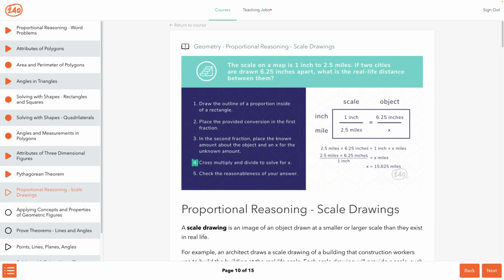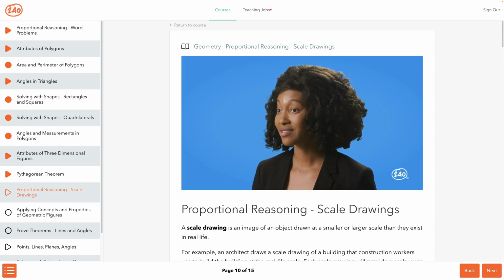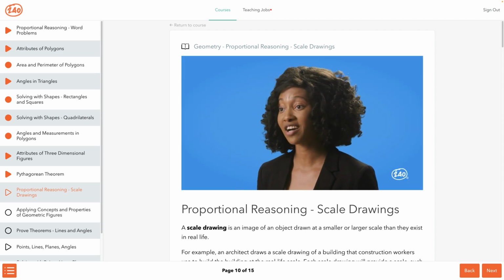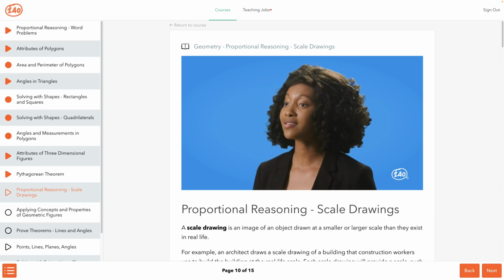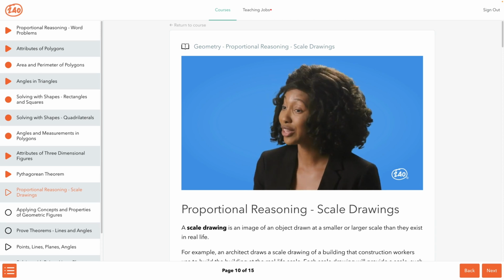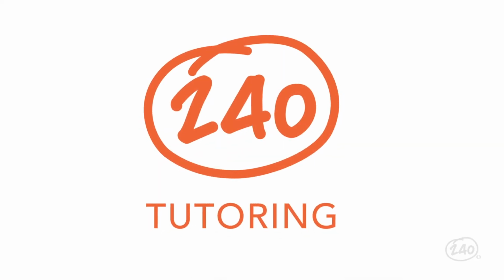And then to make sure of everything, remember to double-check the reasonableness of your answer. Since the cities are drawn more than 6 inches apart, and it's 2.5 miles for every inch, it makes sense that the cities are actually a little more than 15 miles apart.